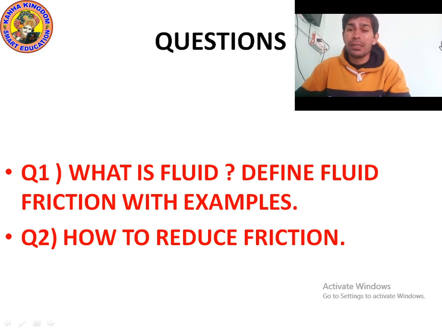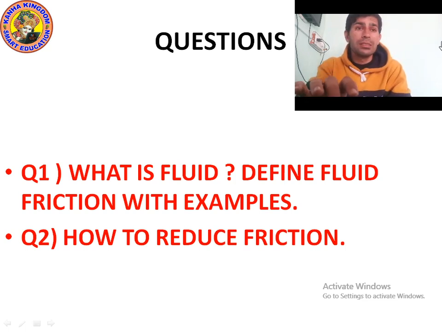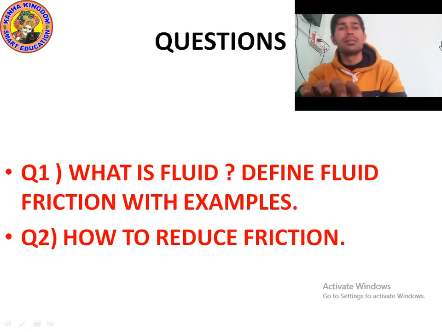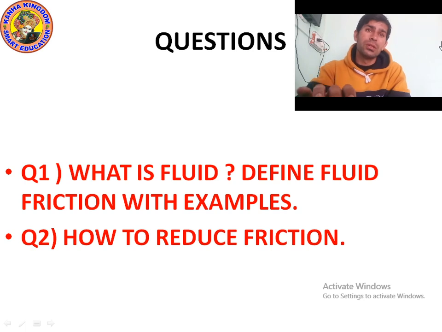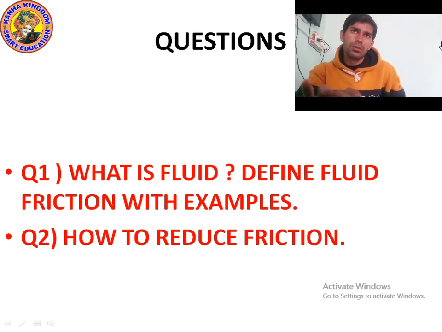We sprinkle powder on a carom board, which also reduces the friction. Even rollers are used in luggage or carry bags to reduce friction. Wheels are used in vehicles to reduce friction. And ball bearings are used in ceiling fans, bicycles and vehicles to reduce the friction. So by these methods we can reduce the friction.